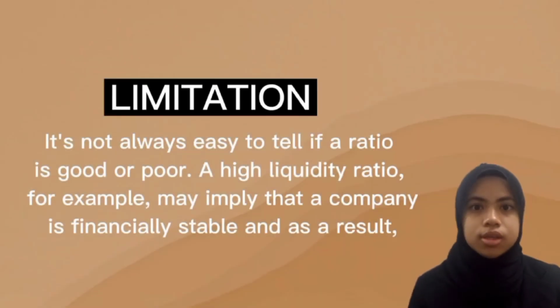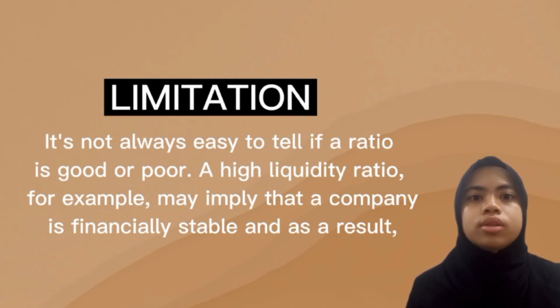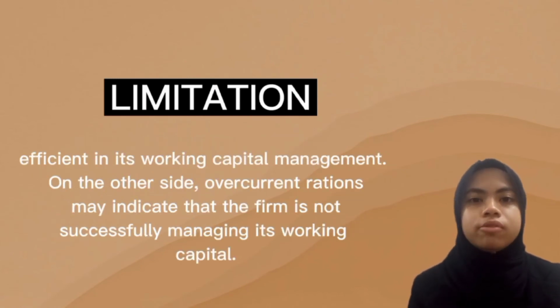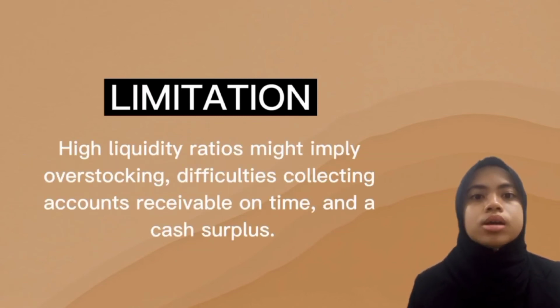For the limitations, it's not always easy to tell if a ratio is good or poor. A high liquidity ratio, for example, may imply that a company is financially stable and, as a result, efficient in working capital management. On the other side, an overly high current ratio may indicate that the firm is not successfully managing its working capital. A high liquidity ratio might imply overstocking, difficulty collecting accounts receivable on time, and a cash surplus.